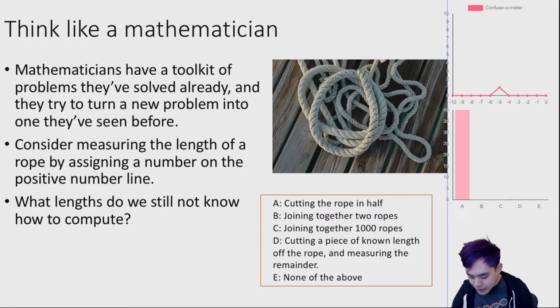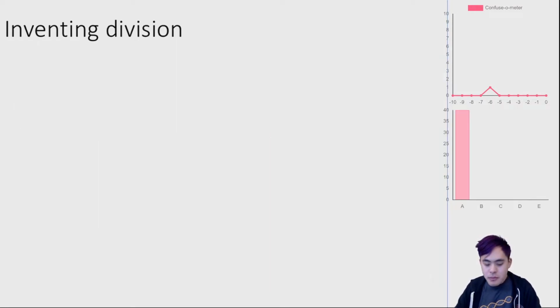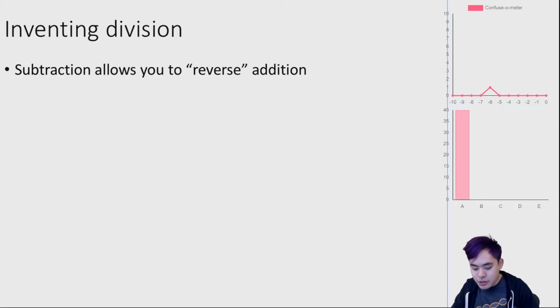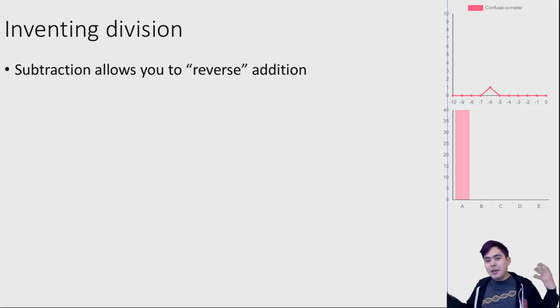In order to do that, we need to invent something that we're going to call division, since we're cutting a rope in half. We're dividing it in half. So what is that mathematically, really? If we're going to try to invent division, you might think back to addition and subtraction. Subtraction allows you to reverse addition. So what do we mean by that?